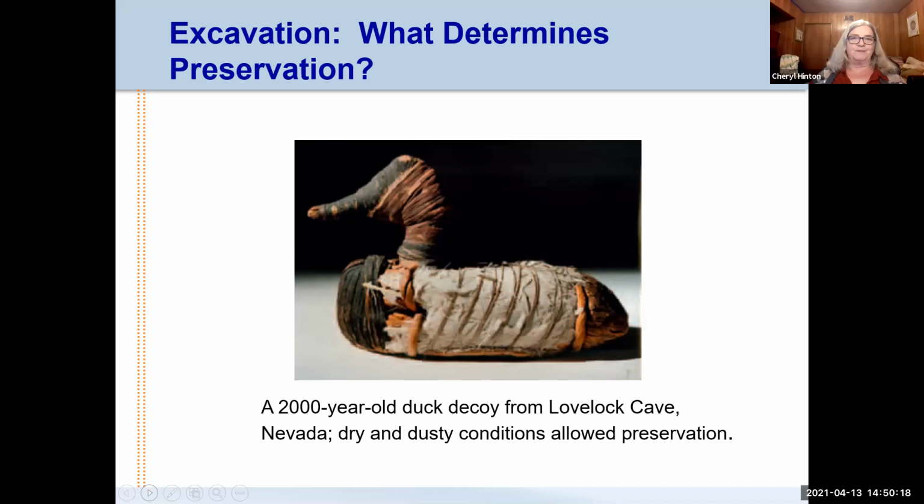All right, so this is an example of a really incredible artifact that survived time because it was in a cave. So this is a duck decoy from Lovelock Cave in Nevada. And these decoys were stacked up and stored down into that cave where it was really dry, it was really dusty, and no microorganisms could make them deteriorate. So that's one kind of preservation that you see in dry desert caves.